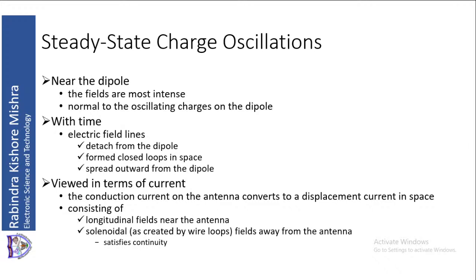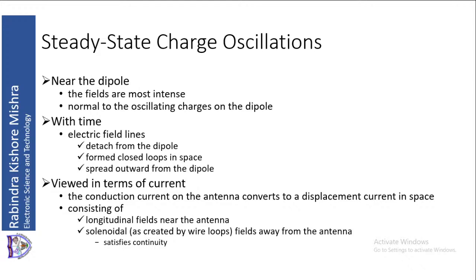Now, with time, the electric lines of force detach from the dipole when the dipole is neutralized, or when they cross the center point. At that point, they get detached from the dipole. They form closed loops in space at the time of detachment, and they spread outward. So they keep on moving away from the dipole.